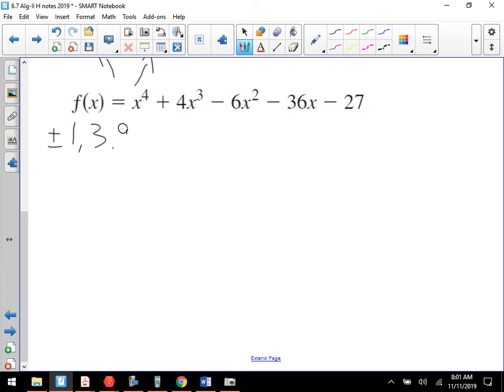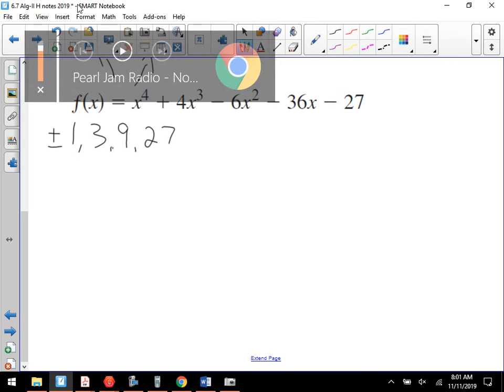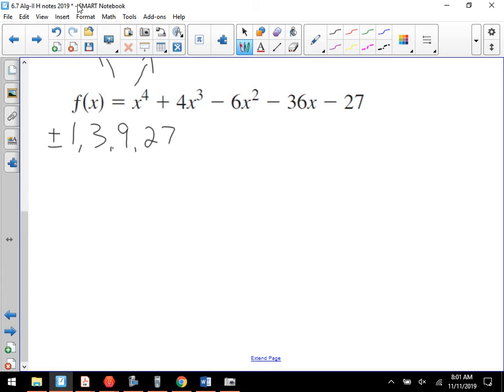1, 3, 9, 27. Do I need to worry about it putting it over a fraction? Not in this one. We don't have to worry about it in this case because the leading term coefficient is 1, so it really doesn't have to be there. From there, we said earlier that it should have 5 terms, and this one does in fact have all 5 terms. So we just start pulling out coefficients. 1, 4, -6, -36, and -27.